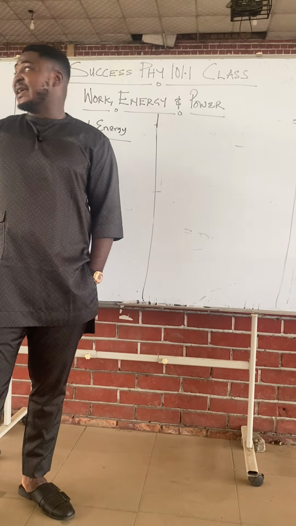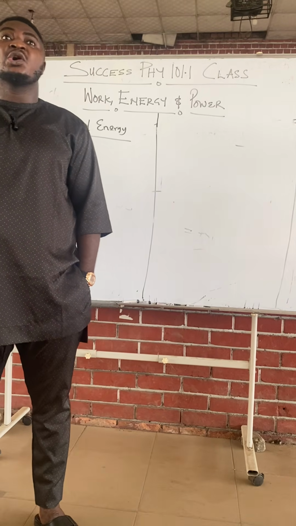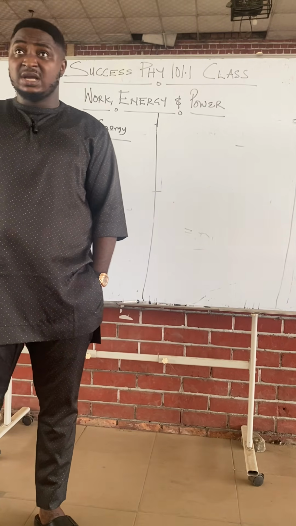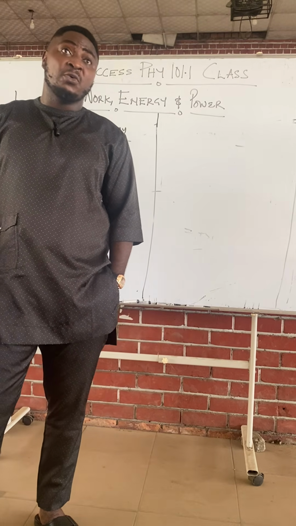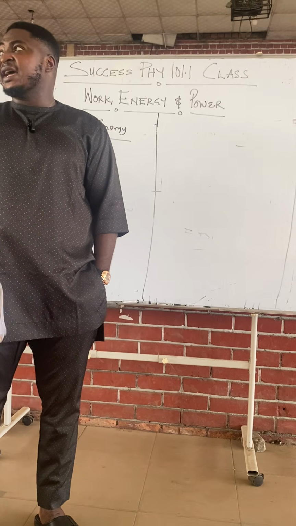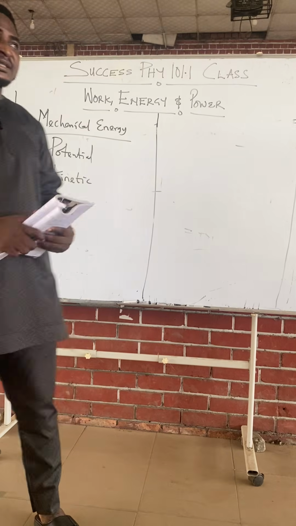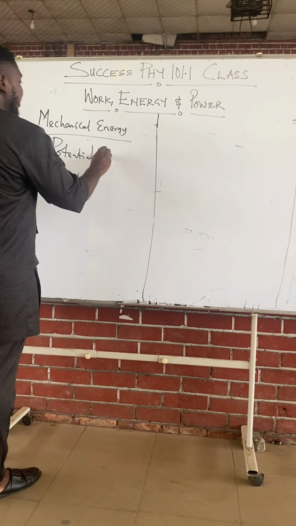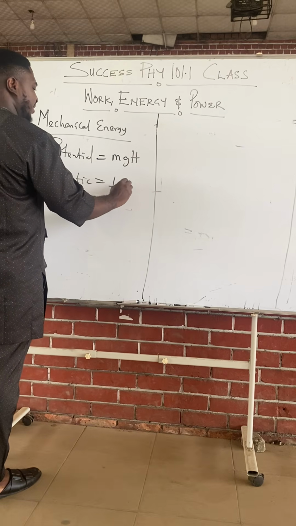Class, when the body is at rest and is not moving, the energy that's stored in that body is the potential energy. When the body is in motion, the energy that enables the body to move is kinetic, and that's how we have potential energy and kinetic energy. Class, potential energy is mgh, kinetic energy is half mv squared.